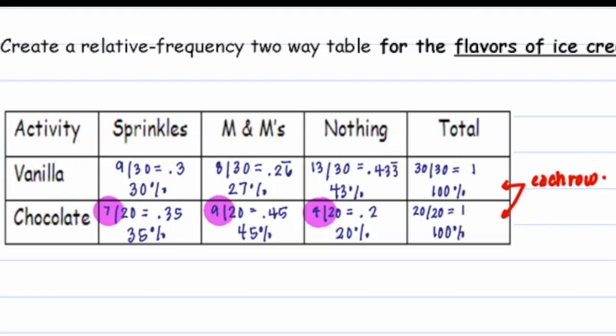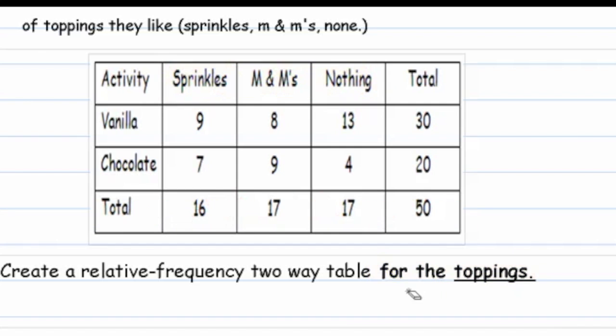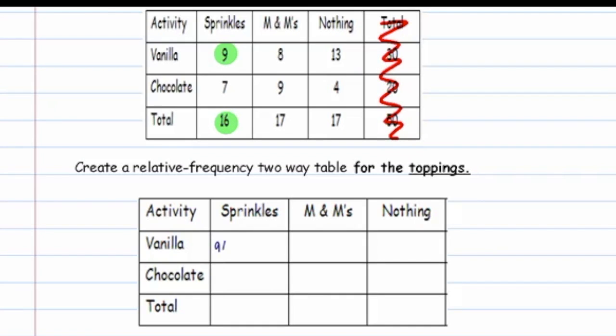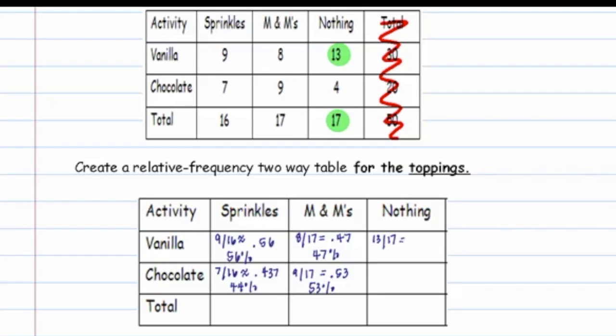Now, let's make the relative two-way table of this and only look at the total of each column. So for sprinkles, I'll divide everything by 16. For the M&M column, I'll divide everything by 17. And for no sprinkles, I'll divide everything by 17 as well. Just like in the previous example, I need to make sure that this time each column adds up to 100%. Looks good.